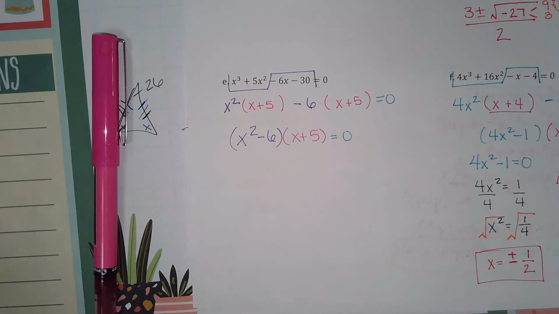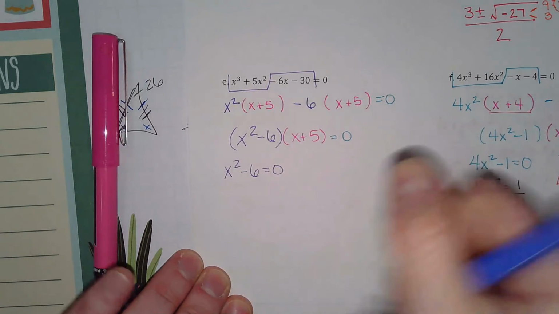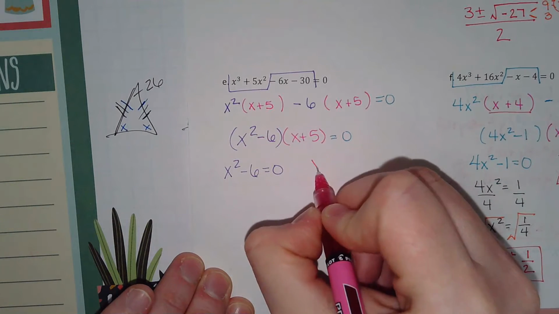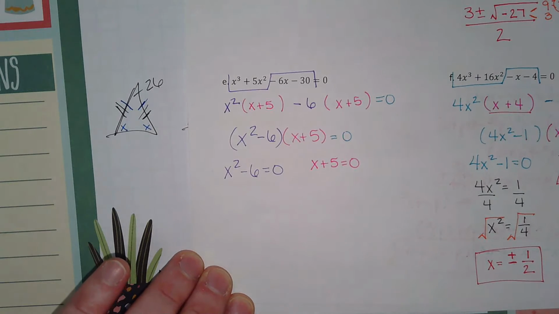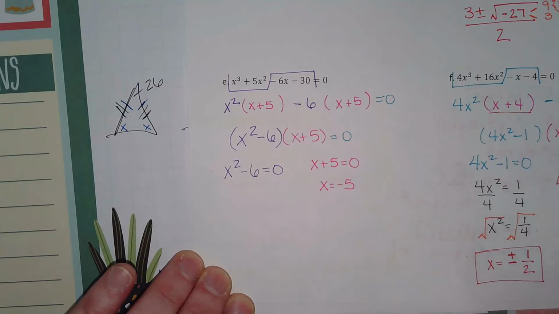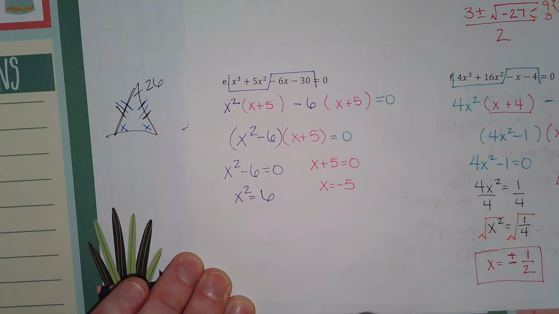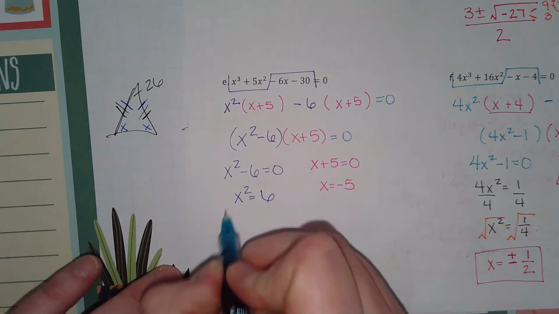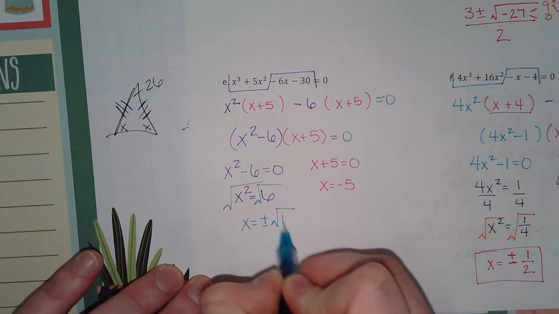Easiest way to solve these, you're going to take each one. X squared minus 6 equals 0. X plus 5 equals 0. And solve them. X plus 5 equals 0 gives you x equals negative 5, which you could have stated right here at the very beginning. On the left one, x squared equals 6, because I'm going to add 6 over. I'm going to add the square root in. X equals plus or minus the square root of 6.